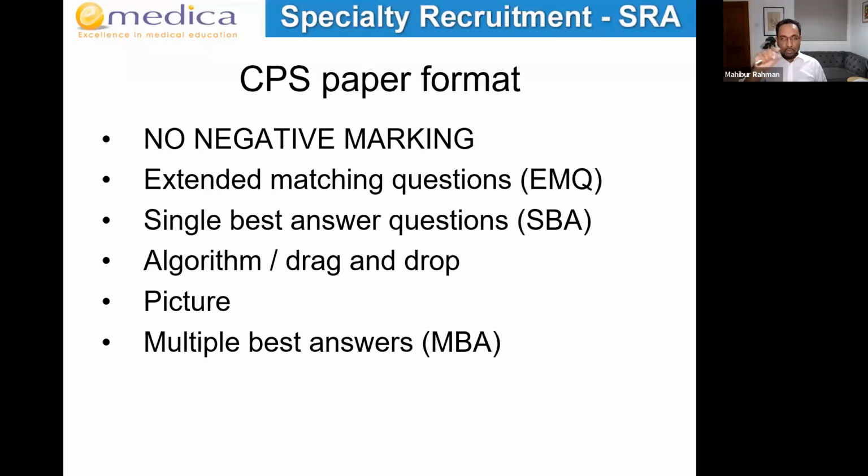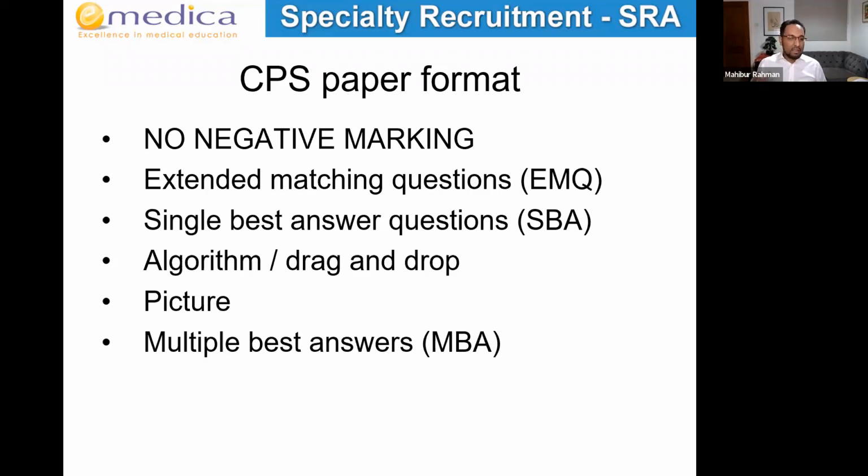There might be an algorithm where you've got to complete part of a guideline. You might have to drag the right label to the right section. I'm going to show you an example of that just so you see. Some questions might have a picture. So they might show you an ECG or a blood report or an MSU or something like that, and ask you to interpret those results or manage it.